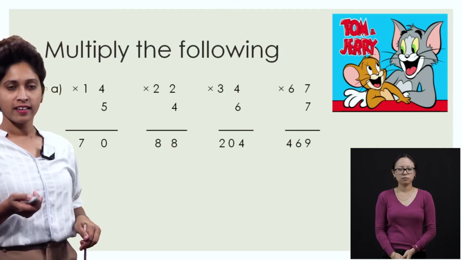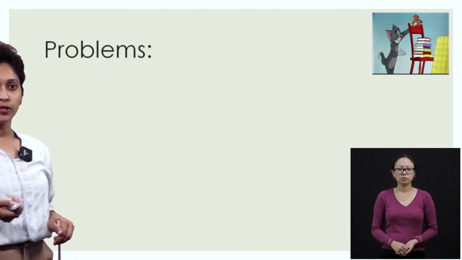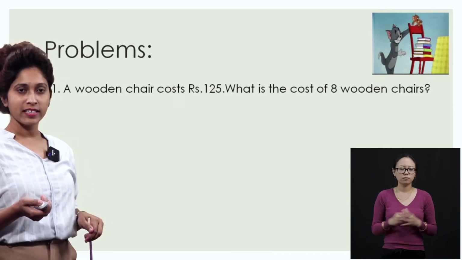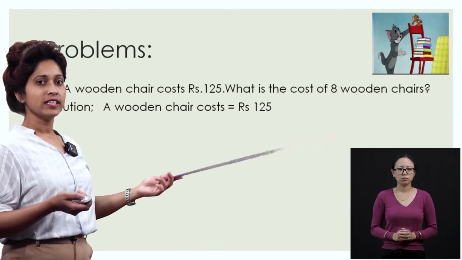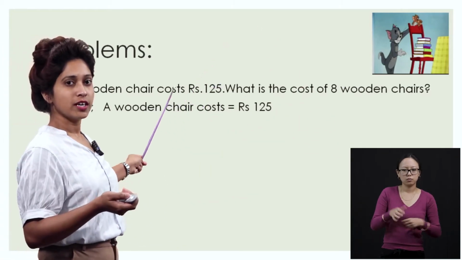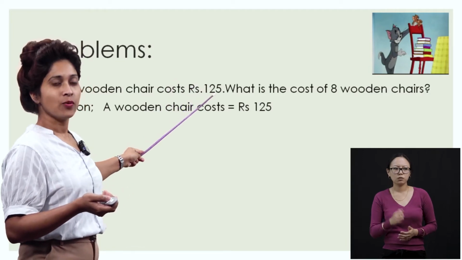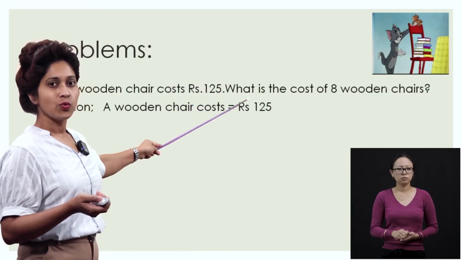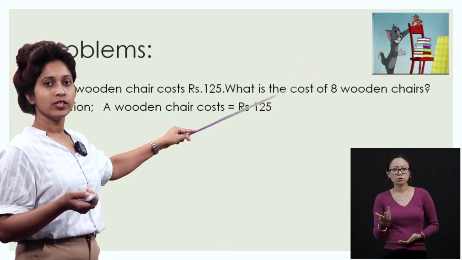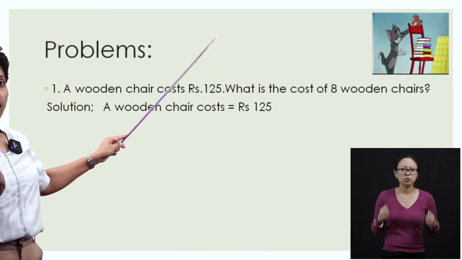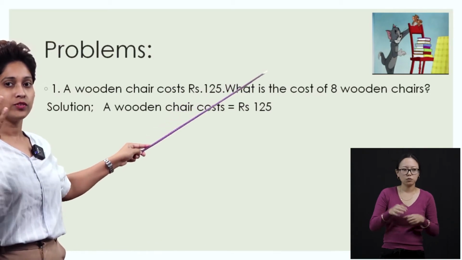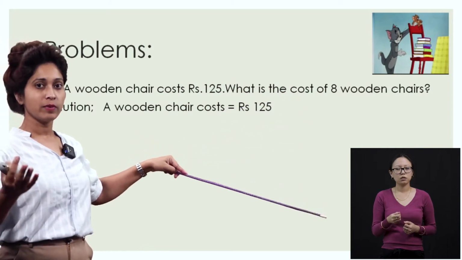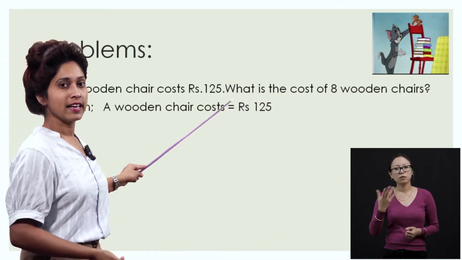Okay, let's try another one. We have another problem, that is related to a wooden chair. A wooden chair costs how many rupees? 125, right? So what is the cost of 8 wooden chairs? If the cost of one wooden chair is 125, and you buy 8 wooden chairs, what will be the total cost, students? Let's see.